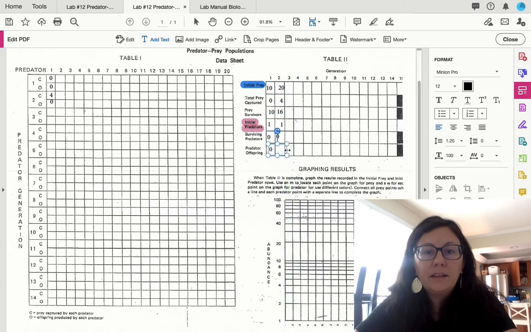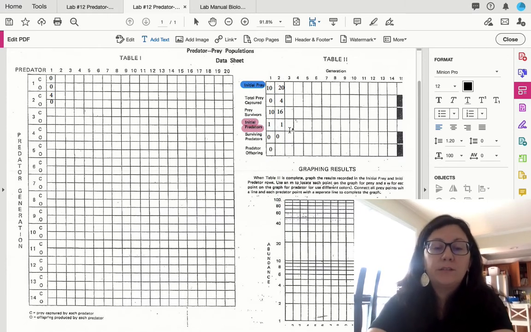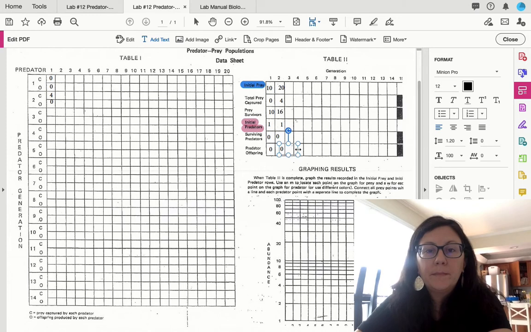And then offspring, it didn't eat enough mice to produce an offspring, so it's 0. So to determine the starting number of mice, you're going to look at the prey survivors. It's 16, so it's going to double. Sorry, I have to shrink this. Okay, so 16 times 2 because it doubles every generation.